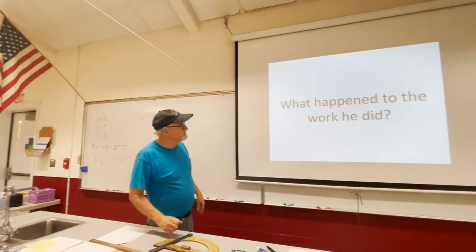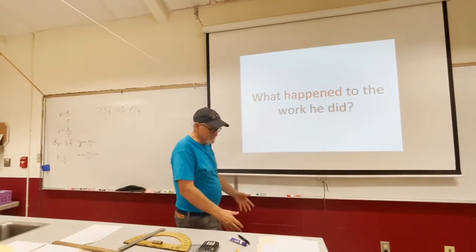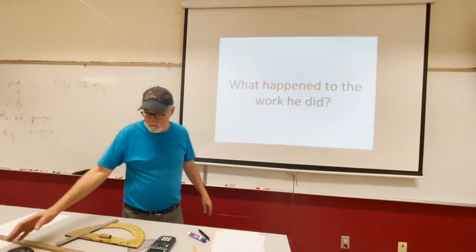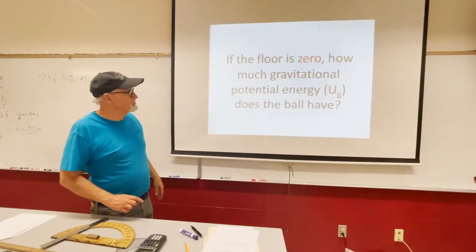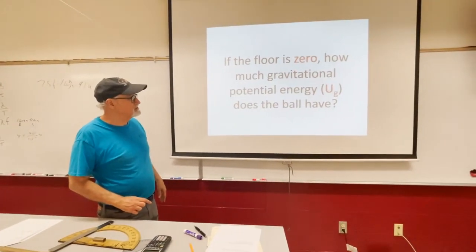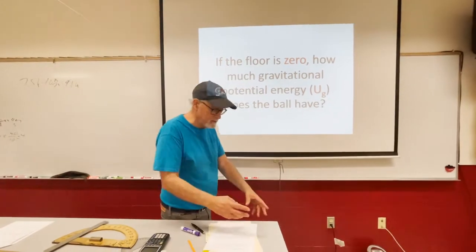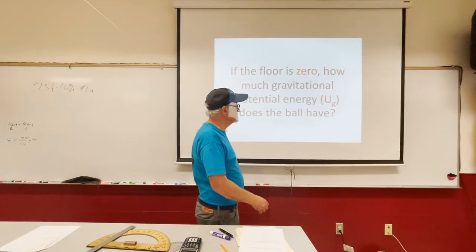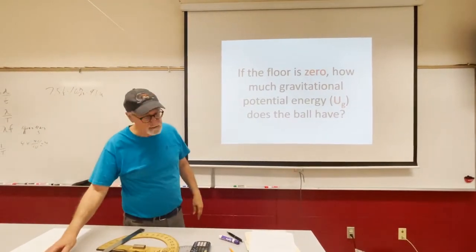Okay. What happened to the work you did? Well, it's stored as potential energy in the bowling ball. If the floor is 0, how much gravitational potential energy does the bowling ball have up here? Well, it's the same amount, 73 or 74 joules, whatever the calculation is. I'm too lazy to do it.